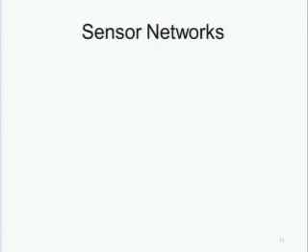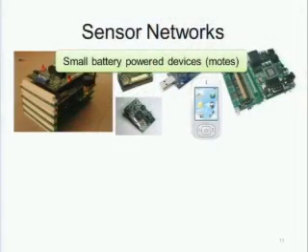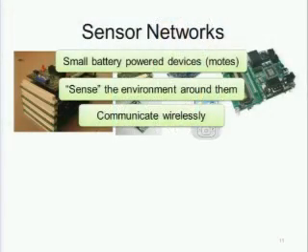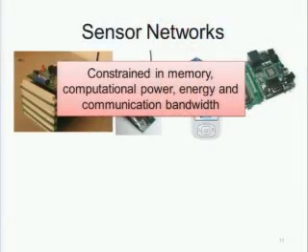So what are sensor networks? Sensor networks are made up of devices which are small and battery powered, and generally we refer to them as motes. They sense the environment around them using various kinds of sensors, and they also talk to each other wirelessly. One important property that most sensor network devices share is that they are constrained in terms of memory, computational power, energy, as well as communication bandwidth.